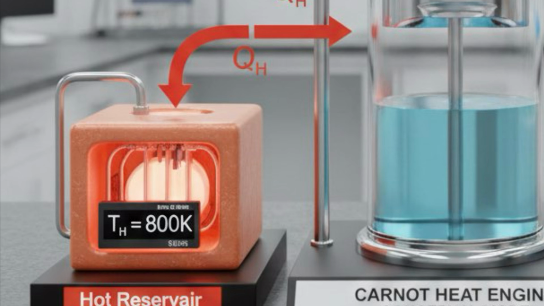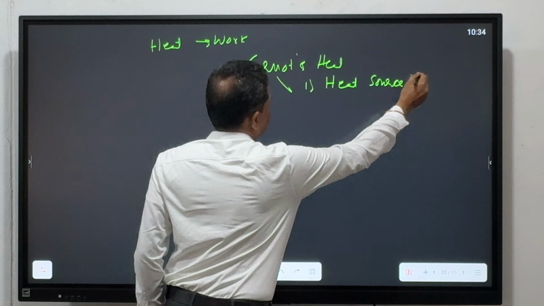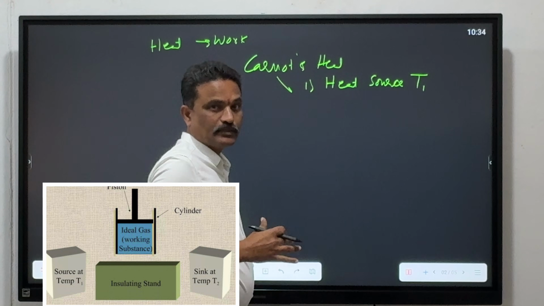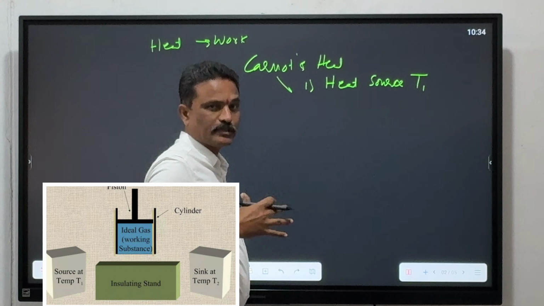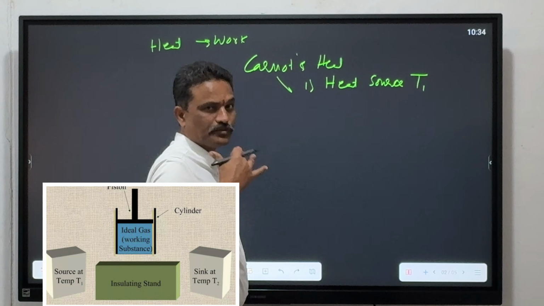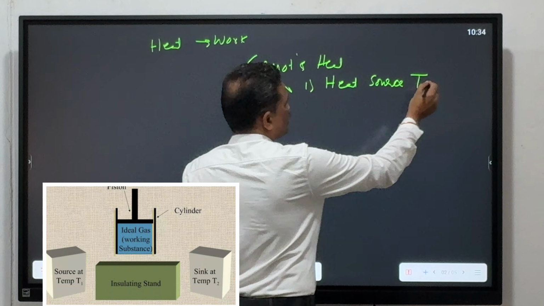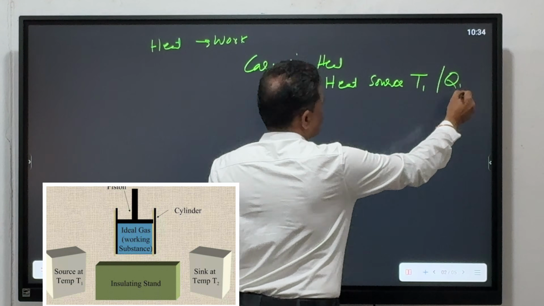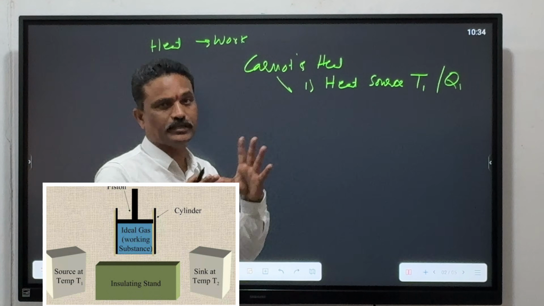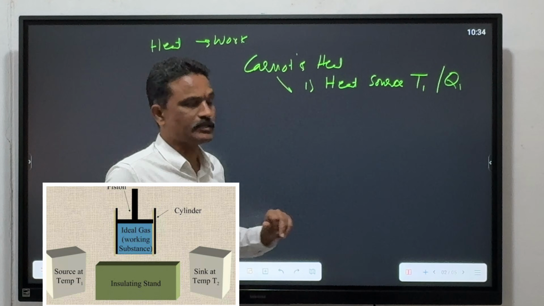It is an ideal heat source whose temperature remains constant all the time even after supplying an infinite quantity of heat energy. So, it can supply whatever heat you want. The heat supplied by it is taken as Q1. It is a reservoir of heat which continuously gives heat, but its temperature remains constant.